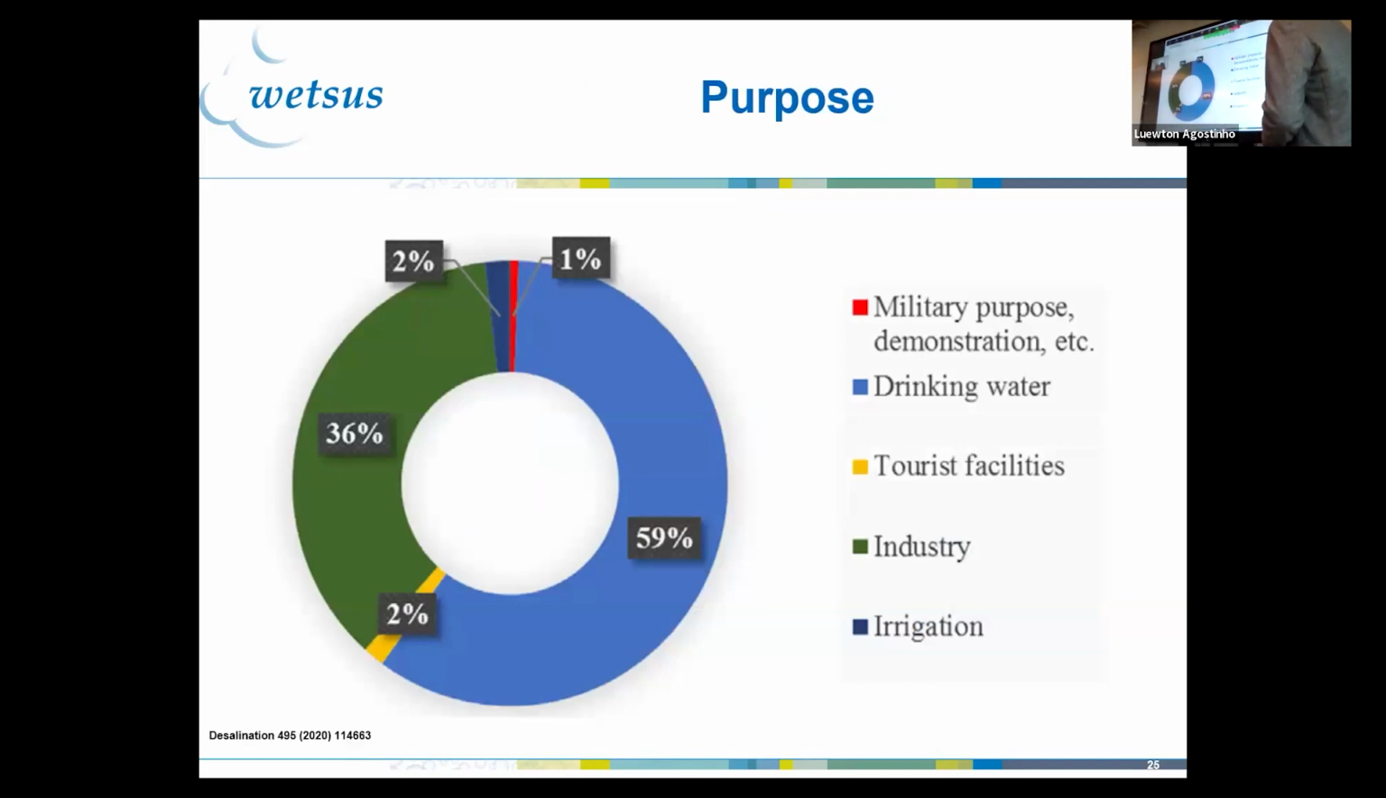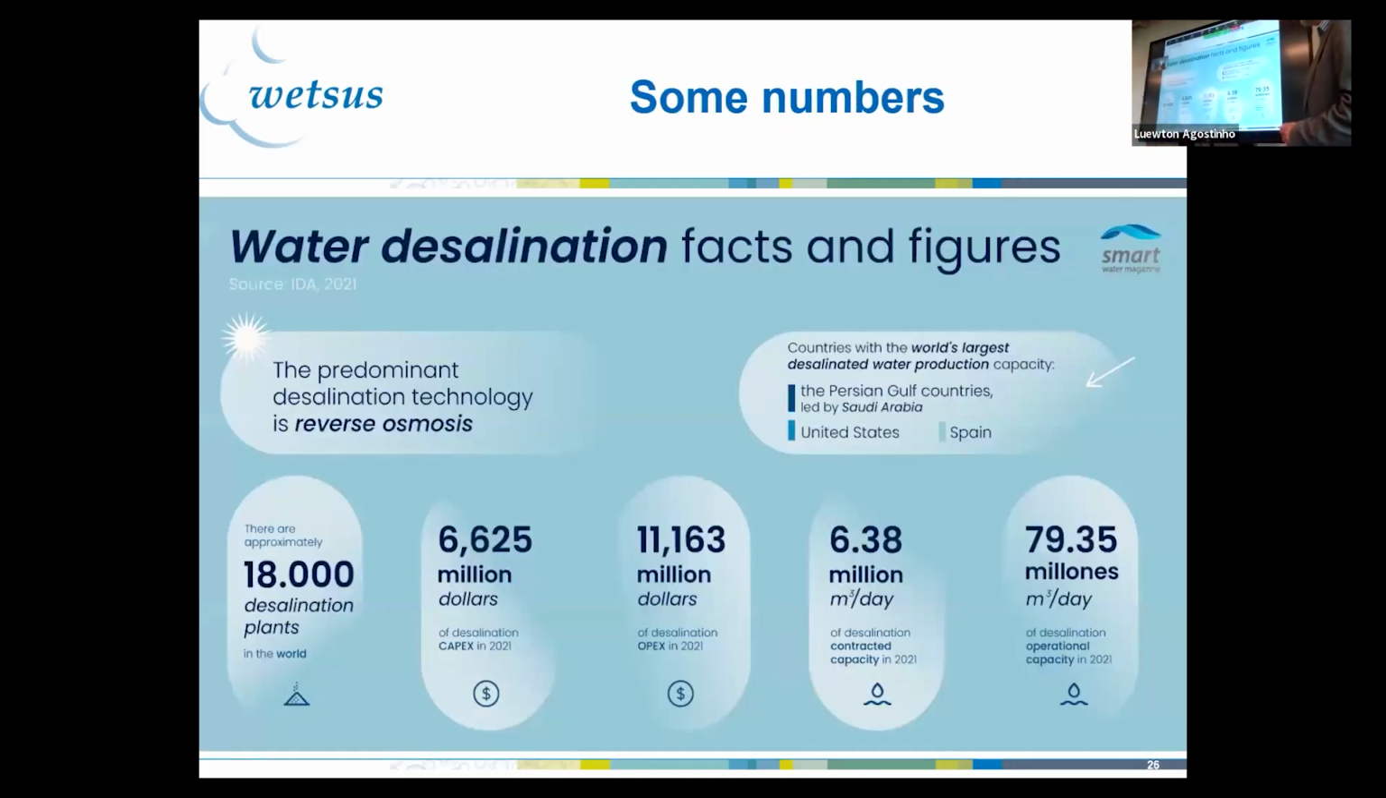The main purpose of desalination is still drinking water. So 60% of everything you do is for drinking water. But you also have a very nice fraction for industry, 36%, especially industry in the Arabic region, but many other countries right now. And then the tourist and military uses correspond to not more than 10% of all the other purposes that you have.